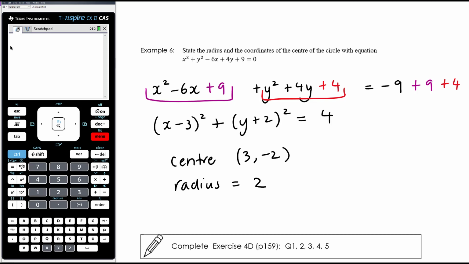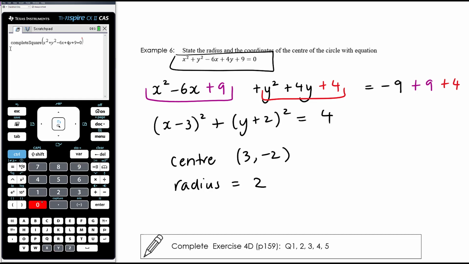One other thing before we finish up: if you have your CAS available to you, you can use completing the square to manipulate that equation of the circle. If I were to go menu 3, 5, and put that whole equation in, x squared plus y squared, take away 6x plus 4y plus 9 equals 0.